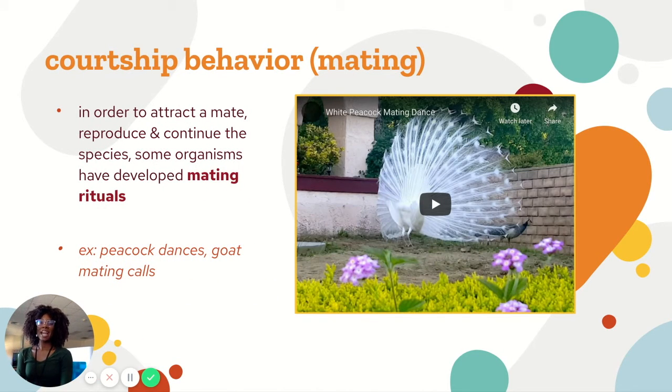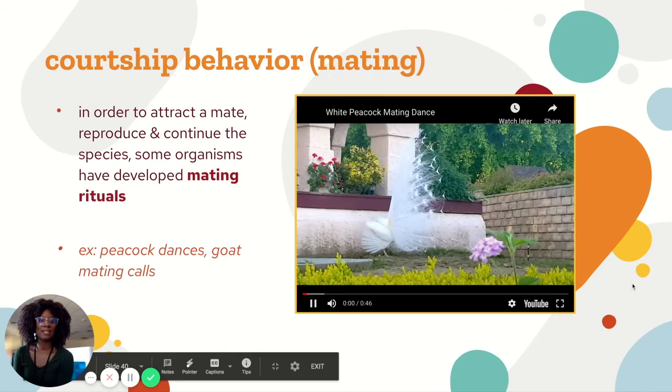Okay. Courtship behavior is an innate behavior. It's a mating behavior. So in order to attract a mate, reproduce, and continue the species, some organisms are going to develop mating rituals. So this right here is a peacock mating dance.